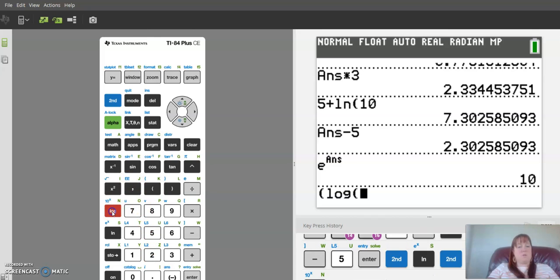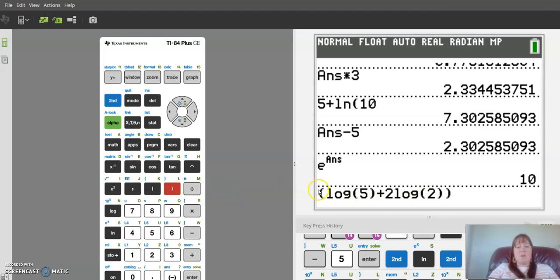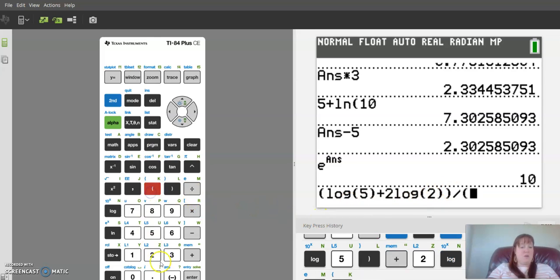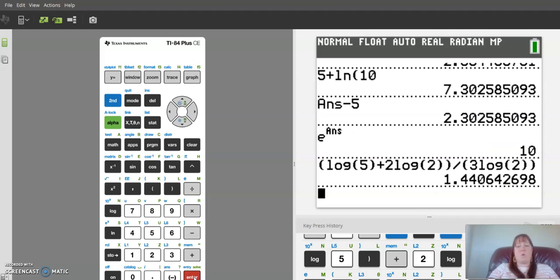So this is the key, is making sure you put parentheses around the whole top. So we're going to do log of 5, and notice I have to close those parentheses so that I'm just taking the log of 5, then plus 2 log 2. Again, I have to close those parentheses, so I'm just taking the log of 2, and then I close the parentheses for the top. So here's my parentheses for the top, and then I divide that by the bottom, which is 3 log 2, and I close my parentheses for the bottom now, and there we go, 1.441. So that's my answer. That's my final answer.